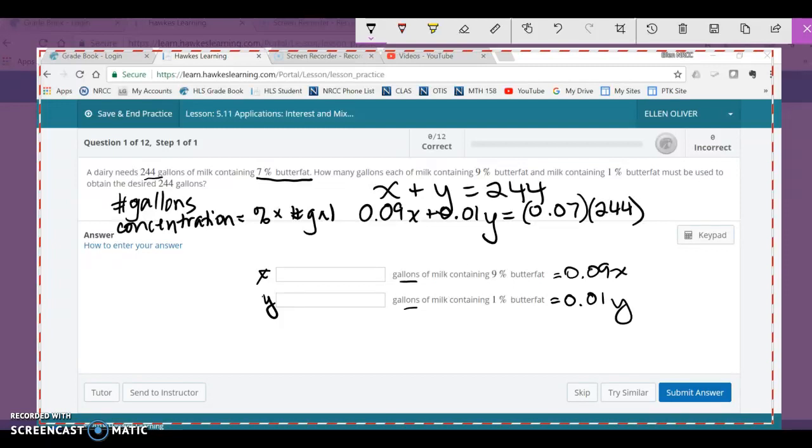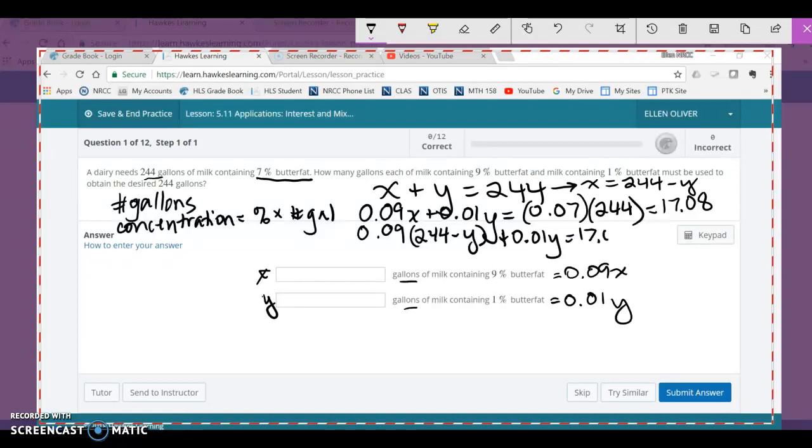So there's our two equations. So 0.07 times 244 is 17.08. Okay. So I'm going to use substitution because it's super easy to just subtract Y from both sides and say that X is 244 minus Y. So now I'm going to substitute that in. 0.09 times (244 minus Y) plus 0.01Y equals 17.08. Do the distribution. 0.09 times 244 is 21.96 minus 0.09Y plus 0.01Y equals 17.08.